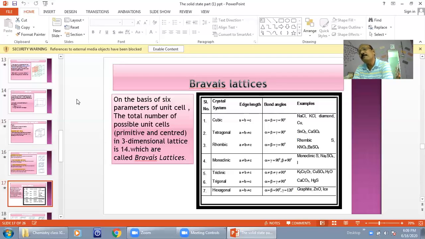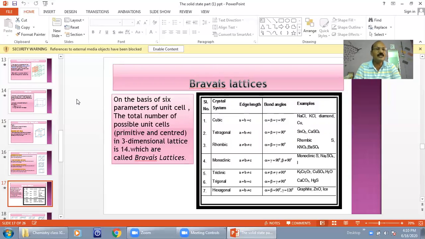Already on page number 3 and 4, these Bravais lattices and their figures are there in the solid state textbook chapter. Now, what are Bravais lattices? Bravais was a scientist who discovered the different lattices. These different 3-dimensional lattices are 7 in number, which are the further extension of the primitive and centered unit cell, that are cubic, tetragonal, rhombic, monoclinic, triclinic, trigonal, and hexagonal.